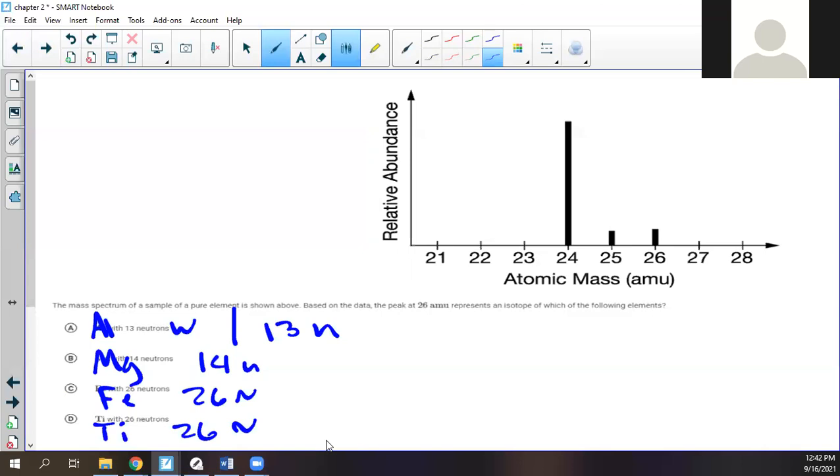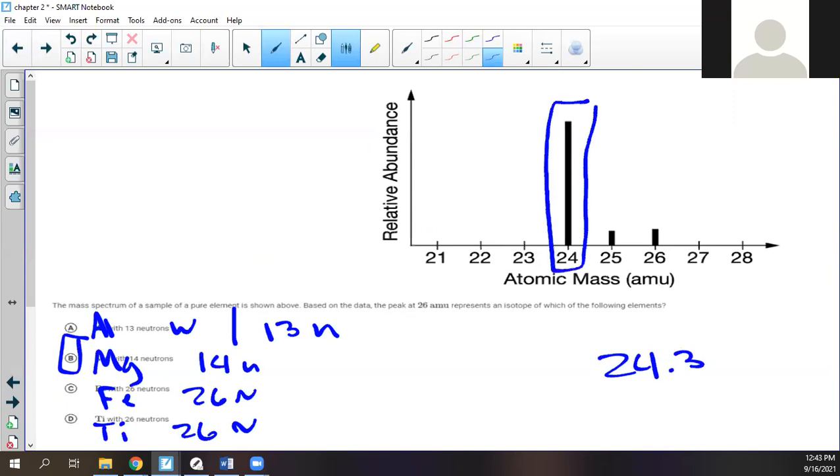All right, here we go. Anyone think it's A, B, C, or D? All right, the answer is B. And here's why. If you look at magnesium, its mass is 24.3. Are we okay with that? So see how this is much higher than the other two?